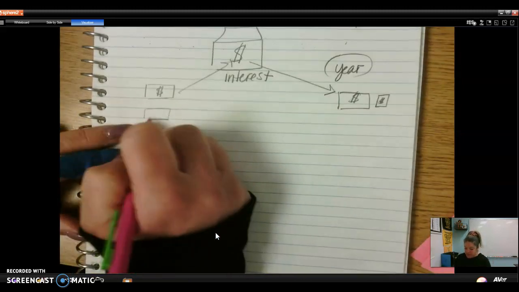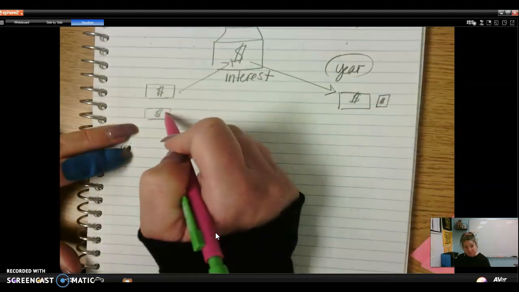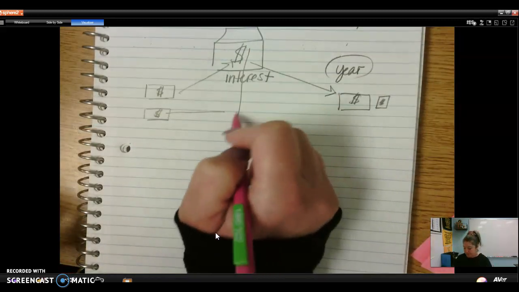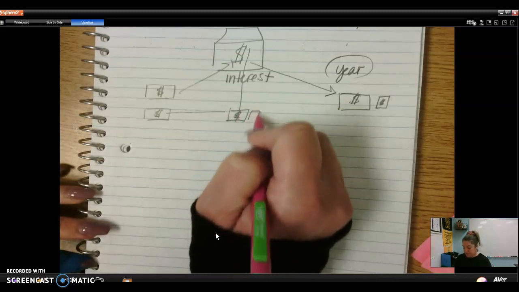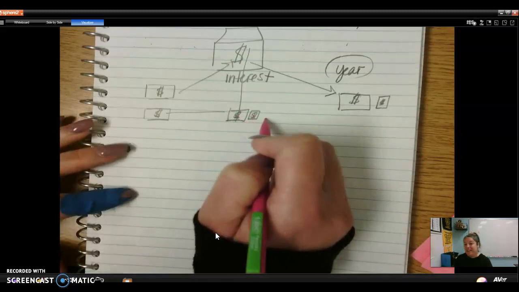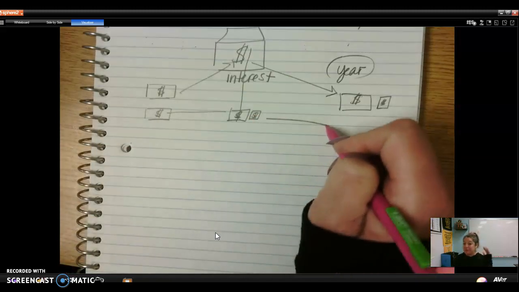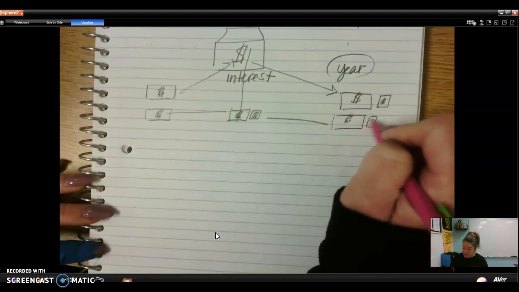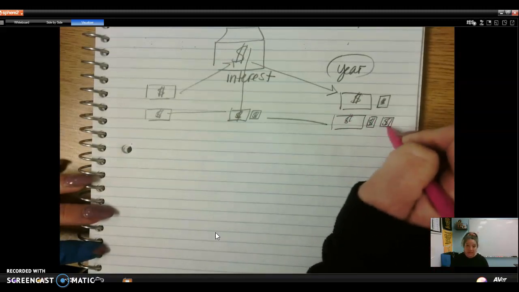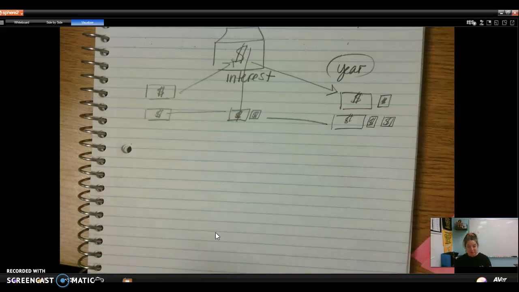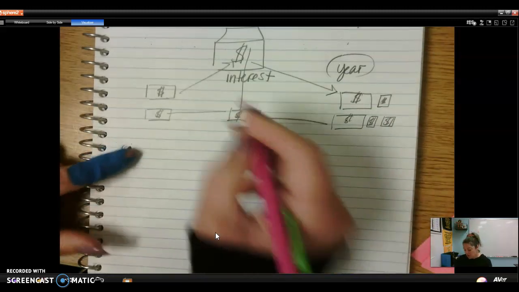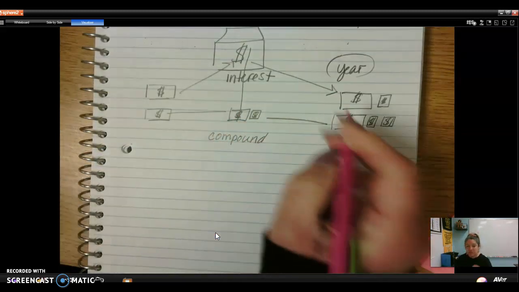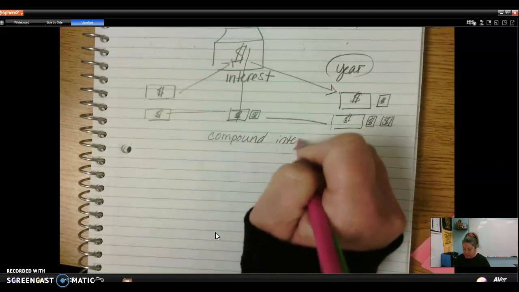Sometimes what they do is that they'll take your money, and about halfway through the year, they'll run their program. And so they'll add interest here. And then at the end of the year, they run the program again. And so then you end up with a little bit more money than you had before. What this is called is compounding. So it's called compound interest.